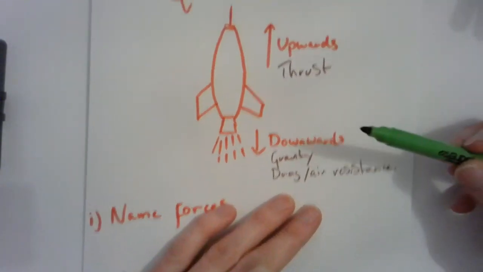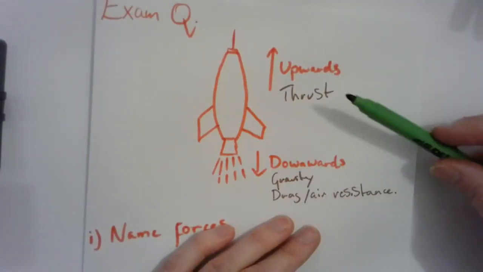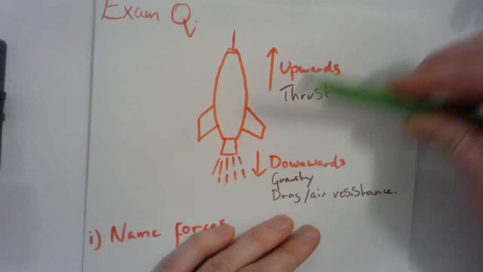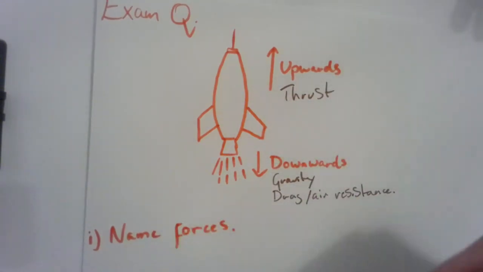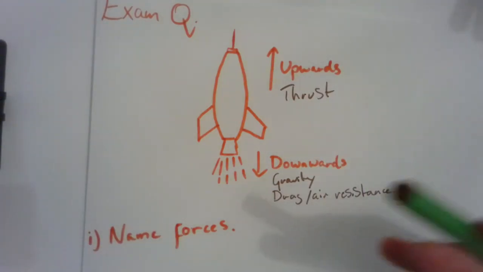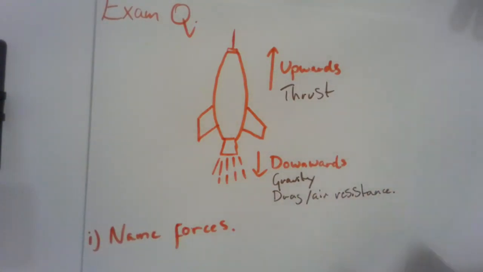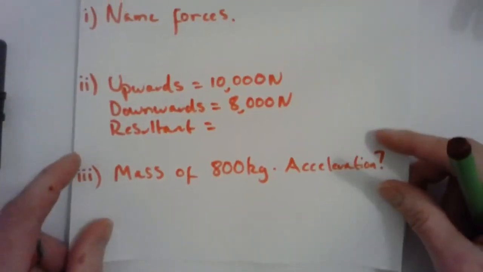Make sure when you're answering these questions, think what's actually going on. What's pushing my thing back? And what's my device trying to do? It's trying to go upwards. It wants to go in that direction. What's pushing it backwards?